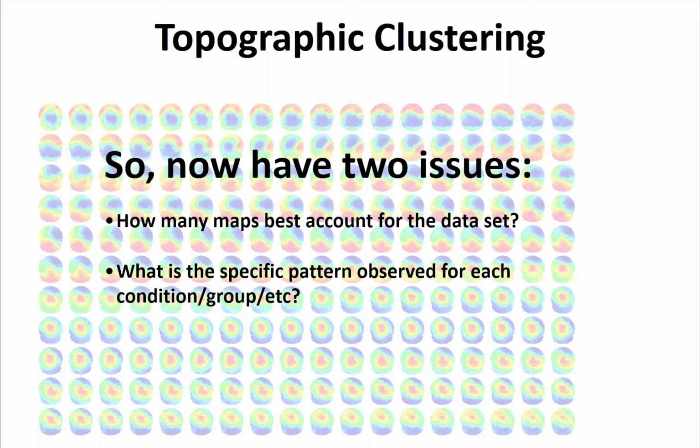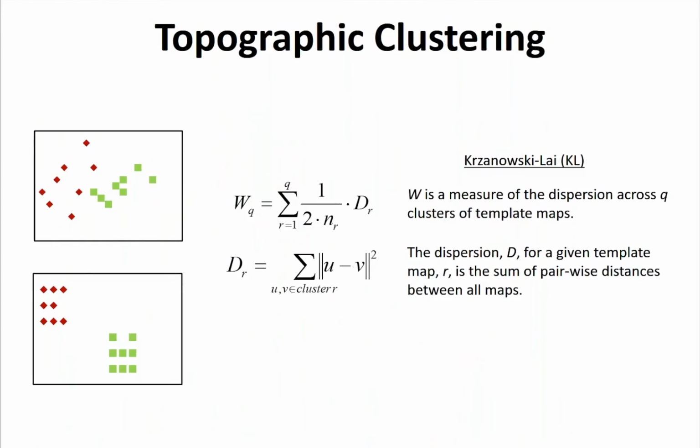The question of how many maps best account for the data is always a trade-off. On the one hand, you can have as many maps as you have data points, and that explains all of the variance, but you haven't compressed the data at all. On the other hand, you can go the other extreme and have 1 map that explains the data set, which will probably compress the data very well, but it won't describe a lot of the variance in the data. So somewhere in between. And there are many, many approaches for this.